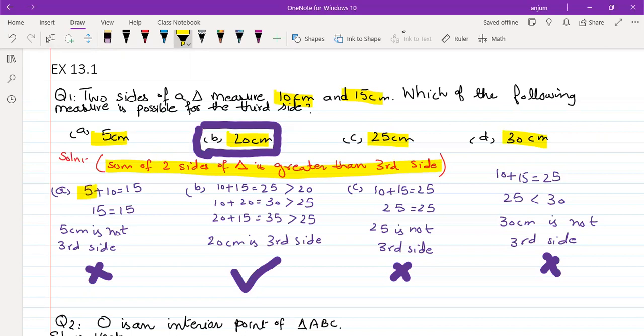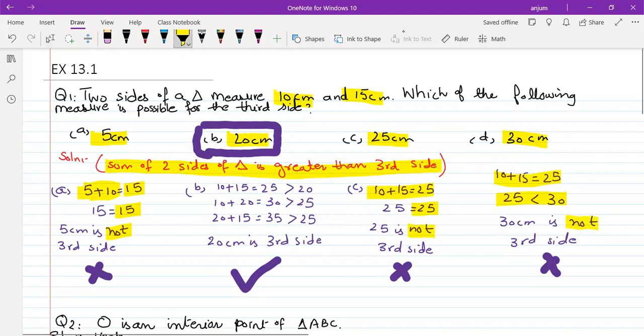As we can see, 10 plus 5 is equal to 15, which is equal to the third side. So this 5 centimeter is not possible. And if we look at option number C, same goes here. 10 plus 15 is 25, which is equal to the third side. So 25 is not possible. Similarly, option number D, 10 plus 15 is 25, which is less than the third side, 30. So this is also not possible.